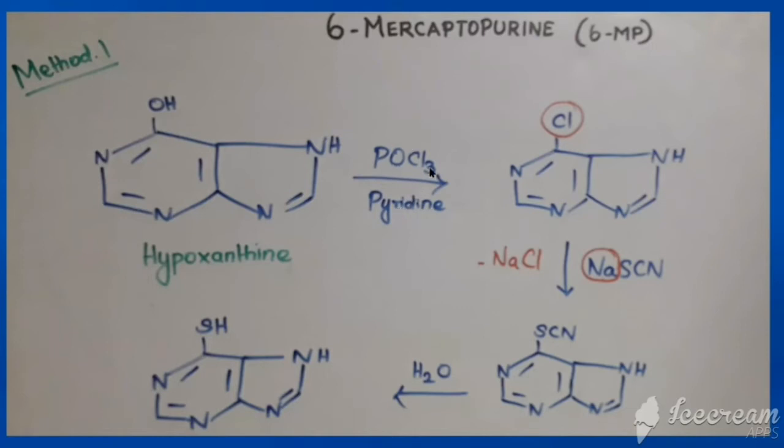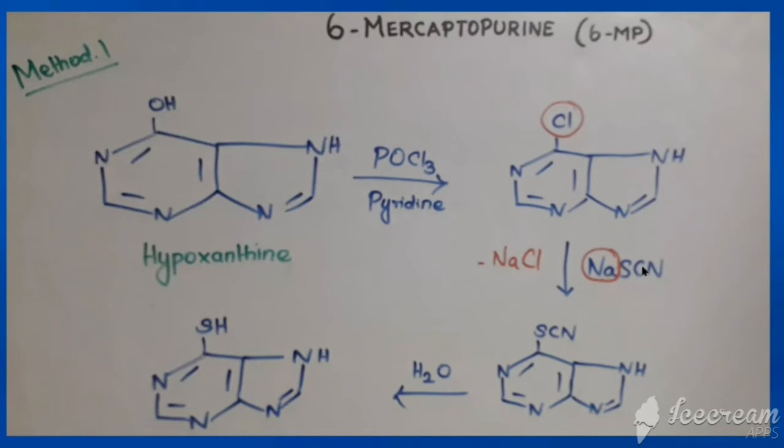What is meant by POCl3? Phosphoryl chloride or phosphorus oxychloride. So on treatment with it, what happens? The OH would be replaced by chlorine. So we get the chloro derivative. Then this reacts with NaSCN. NaSCN can be called sodium thiocyanate or sodium sulfocyanide.